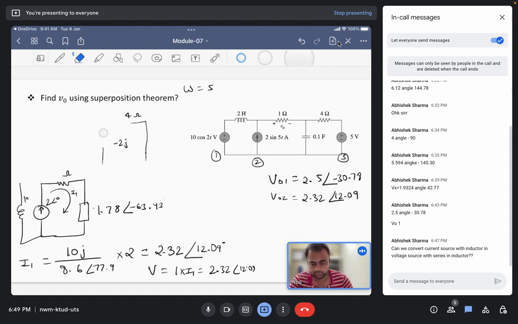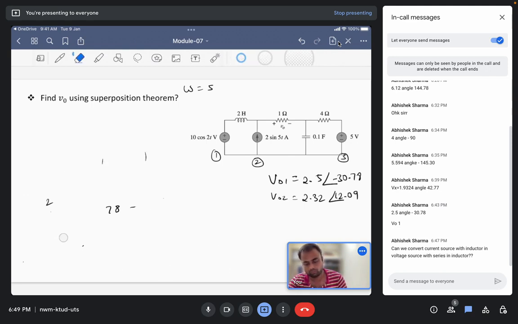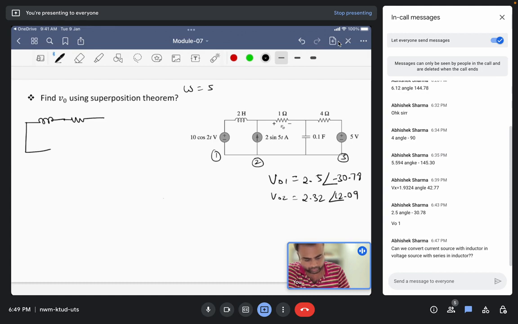So now quickly move to source 3. Okay, so in case of source 3, source 3 is simply the DC source. So this will make our work a little easier. The circuit will be: inductor, then current source, then there is a capacitor, and there is again a 4 ohm resistor, and finally a DC source of 5 volts.